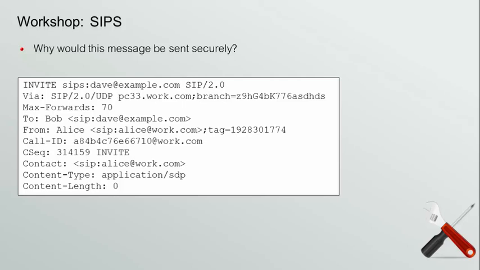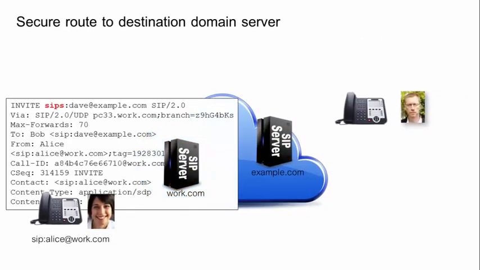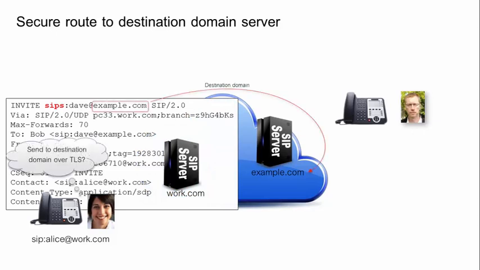The clue for marking a request to be transported over TLS is, of course, the request URI scheme. As we can see, it's not sip:dave@example.com, but sips:dave@example.com. With SIPS in the request URI, the sending user agent demands that all hops along the message path, right up until the destination domain server, must be encrypted.